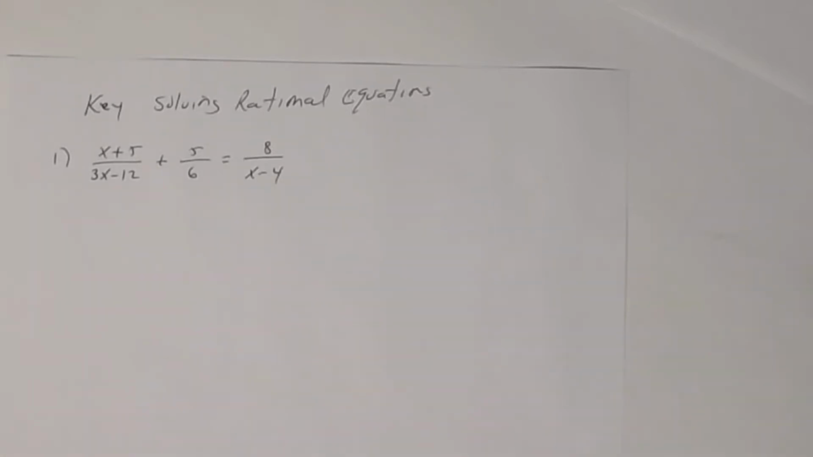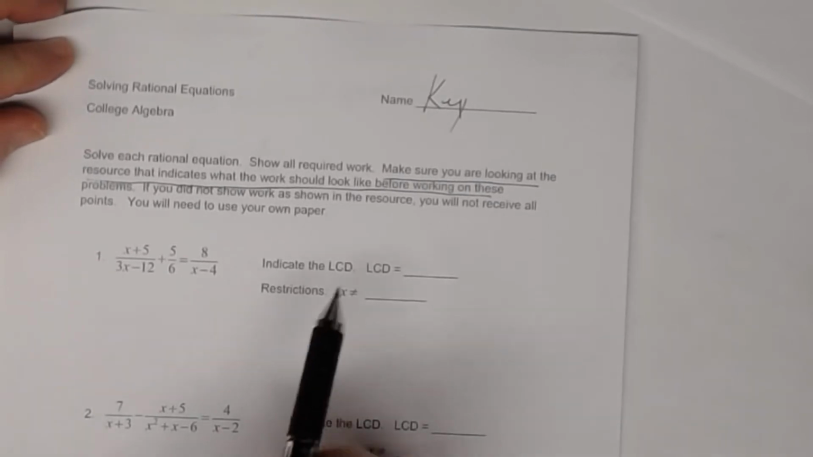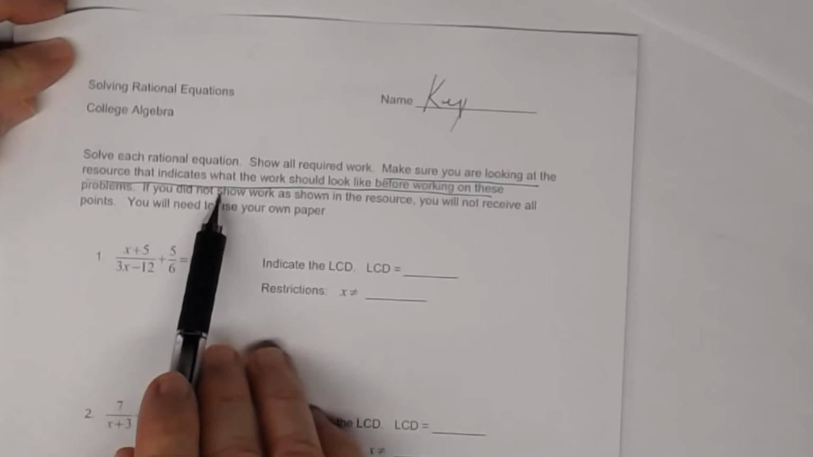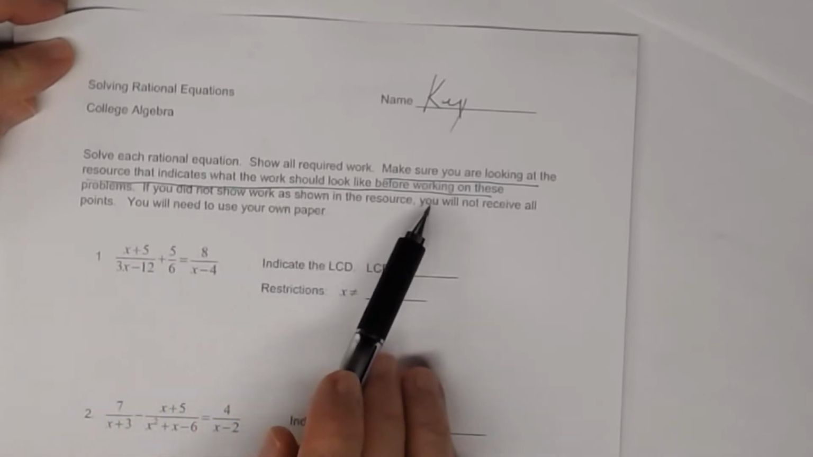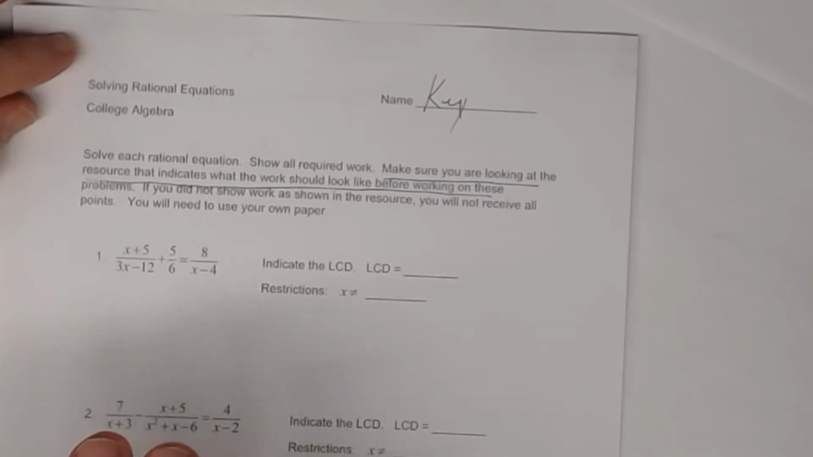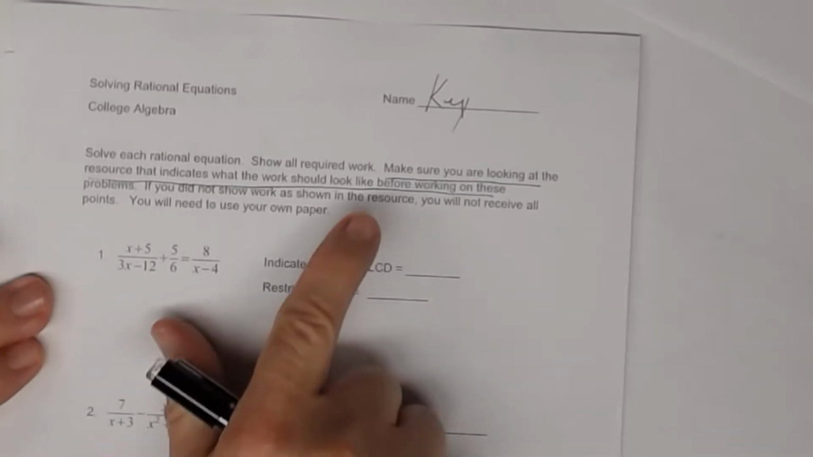This is a key to the worksheet on solving rational equations. Now on this worksheet, make sure you read the directions carefully, because you notice it says make sure you are looking at the resource that indicates what the work should look like before working on these problems. So when you get this in Canvas, you'll notice that in the Canvas site, when you get that worksheet, in red or boldface, it also indicates that.